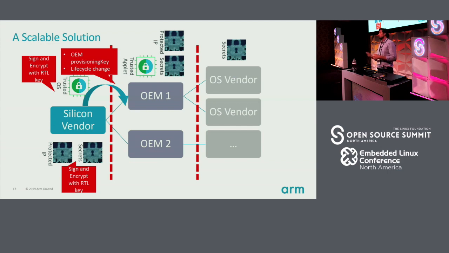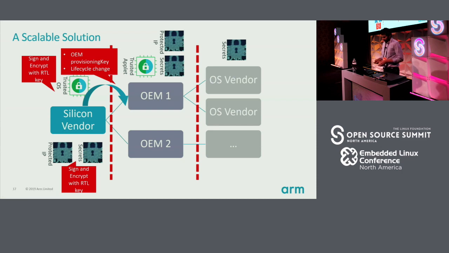They need to establish some operational mechanism, maybe sign and encrypt using PGP, and set up some operational communication between the silicon vendor and the OEM. But the point is, the silicon vendor will have to provision an OEM-specific provisioning key and change the lifecycle stage from silicon vendor to the OEM stage.